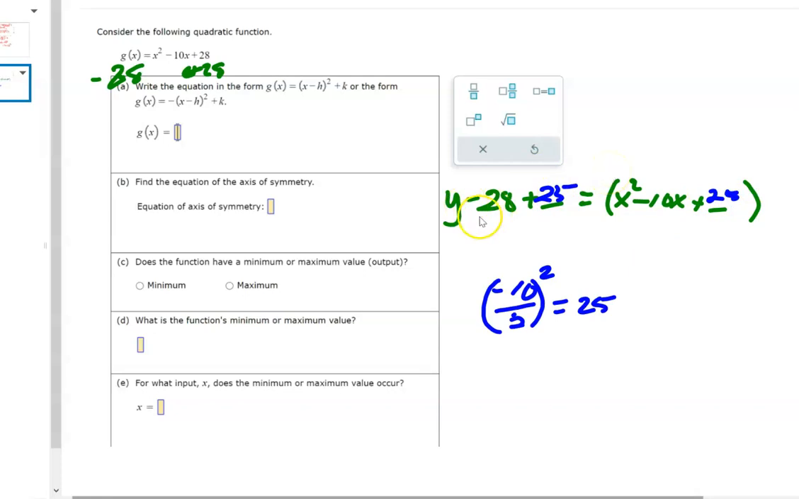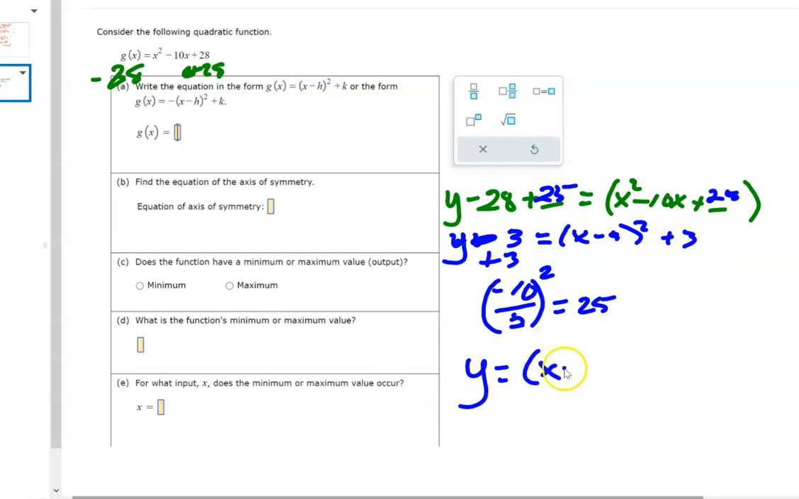And now I have y minus 3 over here equals, and here I have a perfect square trinomial, which will make this x minus 5 squared. And then all I have to do is add 3 to both sides. And my equation would be y equals x minus 5 squared plus 3.